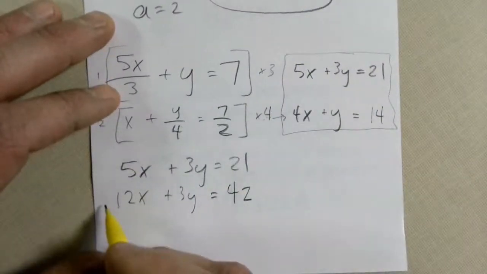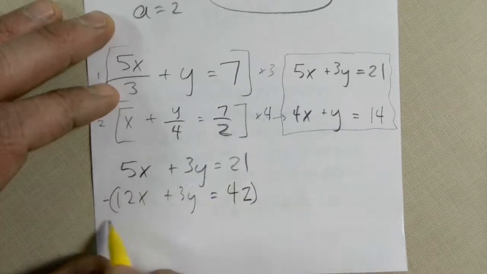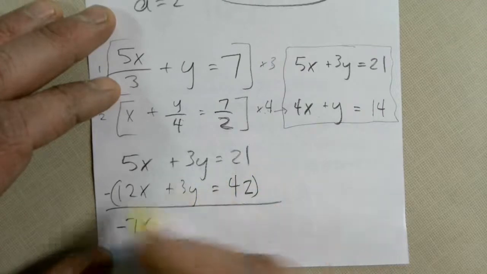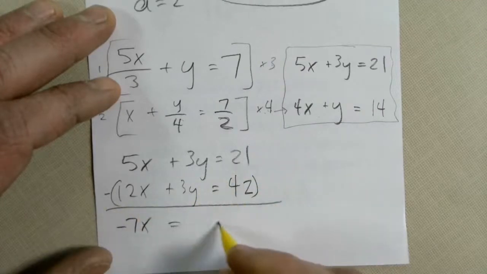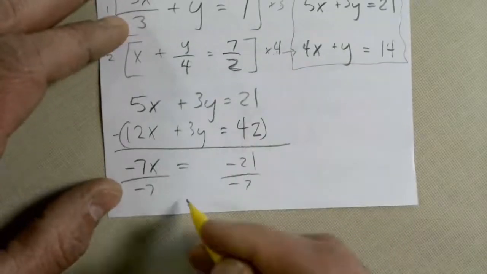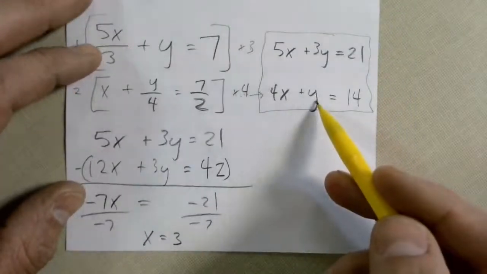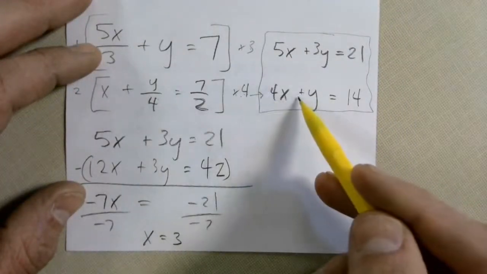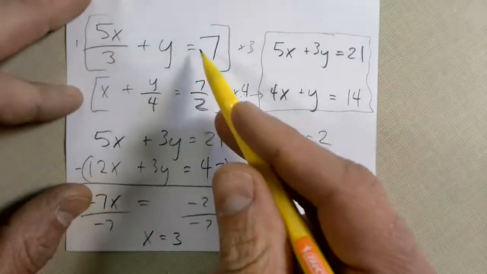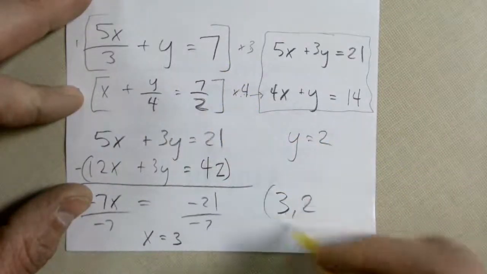Then I'm going to subtract, because these are the same coefficients. So 5 minus 12 is negative 7x. Those are gone. 21 minus 42 equals negative 21. Solve for x. Then I've got x equals 3. Then if I come back up here and put 3 for x, 12 plus y equals 14, y will equal 2. So the solution set for this system of equations is 3, 2.